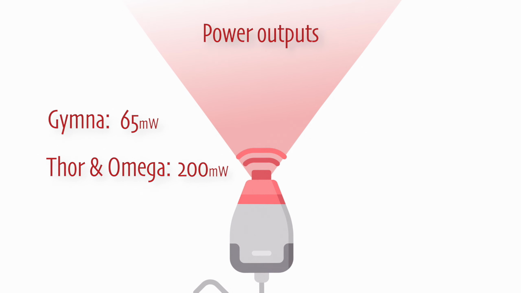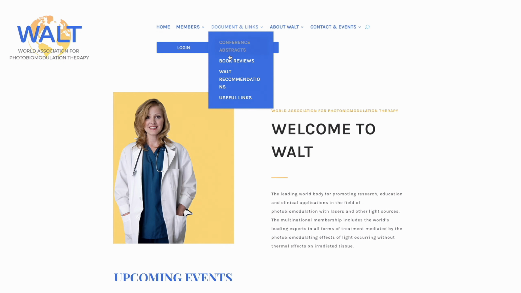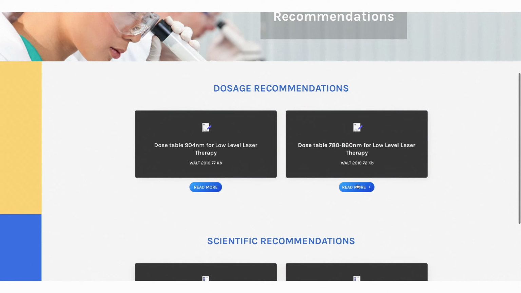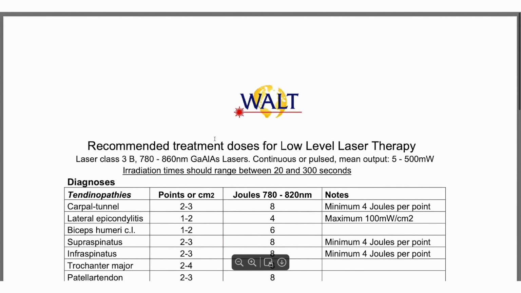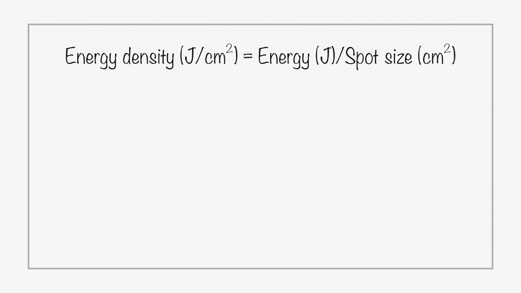200 milliwatts. So really, the only parameters we're going to have any control over are the pulse rate and the treatment time. When calculating the desired energy density, the World Association of Laser Therapy have guidelines for a variety of different conditions. So for instance, they recommend delivery of an energy density of 8 joules per centimetre squared for treating Achilles tendinopathy. As I said before, energy density is the energy divided by the spot size, and energy is equal to power multiplied by time.